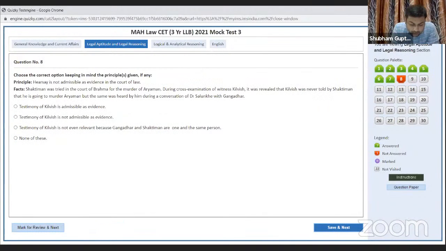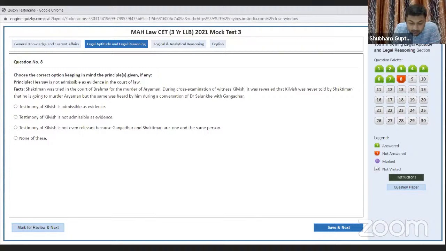Now let's move. Hearsay is not admissible as evidence in the court of law. So if I have read it correctly, it says if you hear something and give testimony from that, it is not admissible in the court of law.